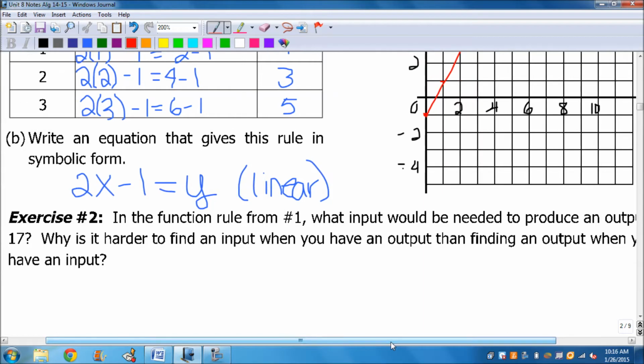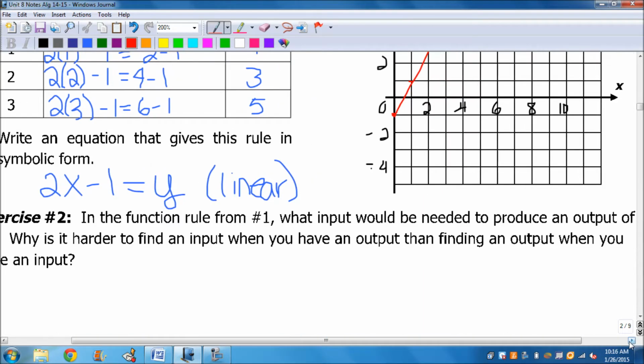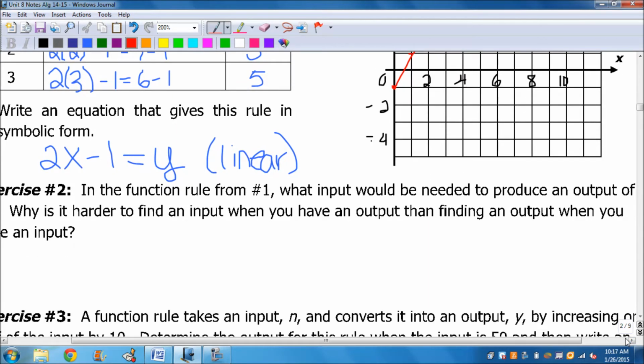In the function rule from number 1, what input would be needed to produce an output of 17? Why is it harder to find an input when you have an output than finding an output when you have an input? So let's figure out what the input would be. You want an output of 17, so figure out what the input should be. Go ahead and press pause and then come back to me when you figured it out.